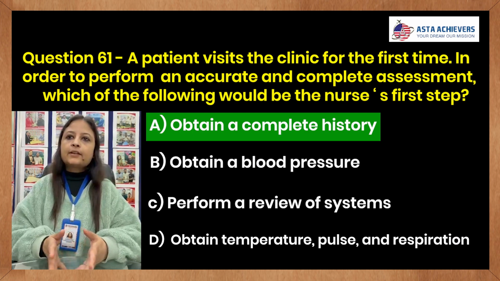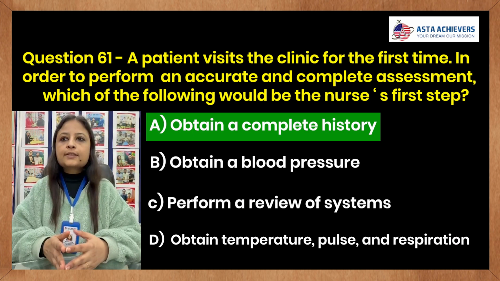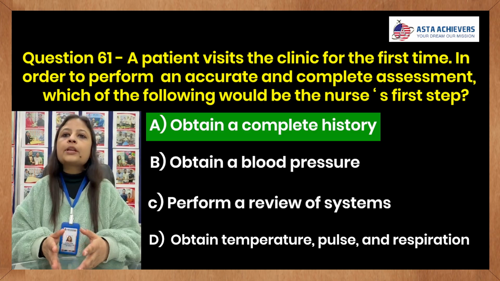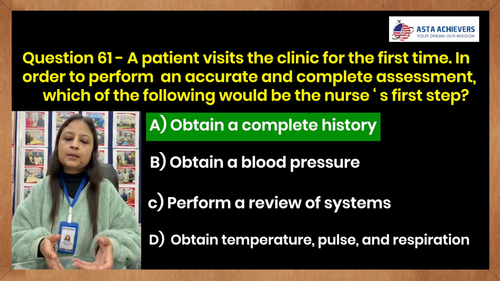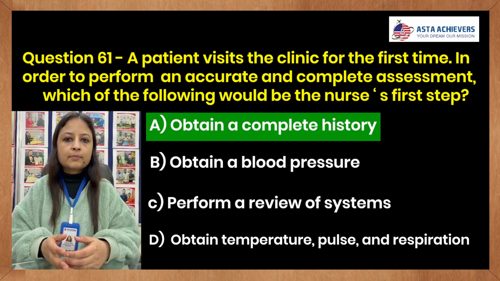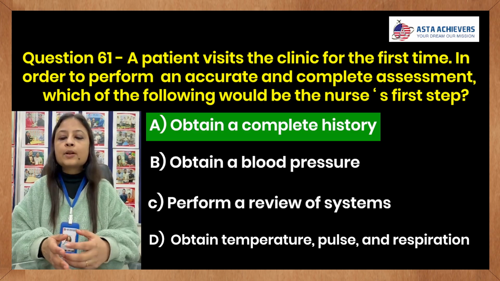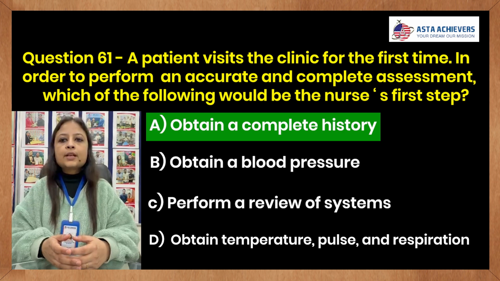Question number 61. A patient visits the clinic for the first time. In order to perform an accurate and complete assessment, which of the following would be the nurse's first step? Option A, obtain a complete history. Option B, obtain a blood pressure. Option C, perform a review of systems. And option D, obtain a temperature, pulse and respiration.